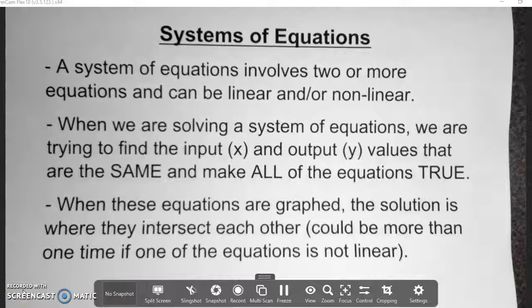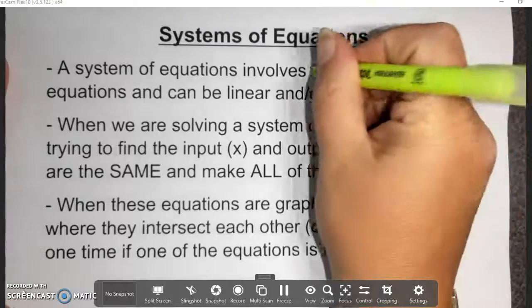Now we are getting ready to start Unit 2. We have systems of equations. A system of equations involves two or more equations, and it can be linear or nonlinear. So a system of equations is two or more equations.